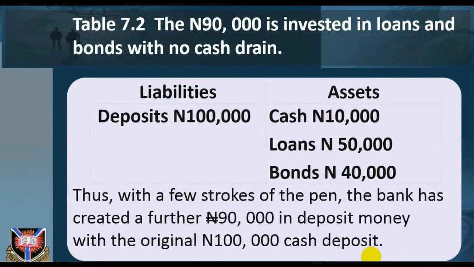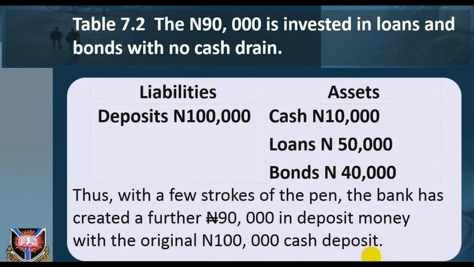Thus, 90% will now constitute additional money to the economy. Thus, with a few strokes of the pen, the bank has created a further 90,000 naira deposit in deposit money with the original 100,000 naira cash deposit.